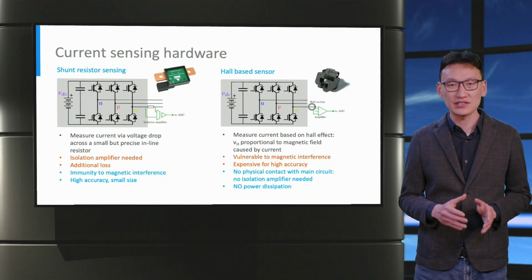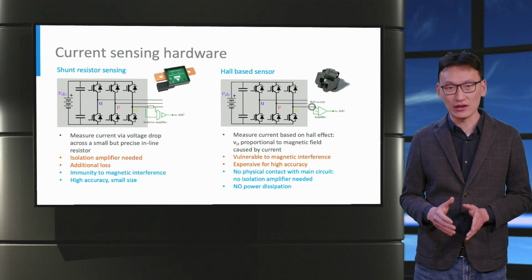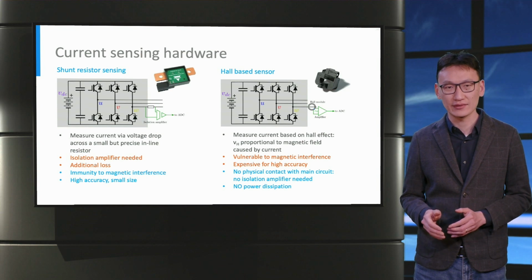However, since no physical contact is there with the main circuit, no isolation amplifier is required, and the absence of any resistance means there is no power dissipation in the main circuit introduced by sensing.